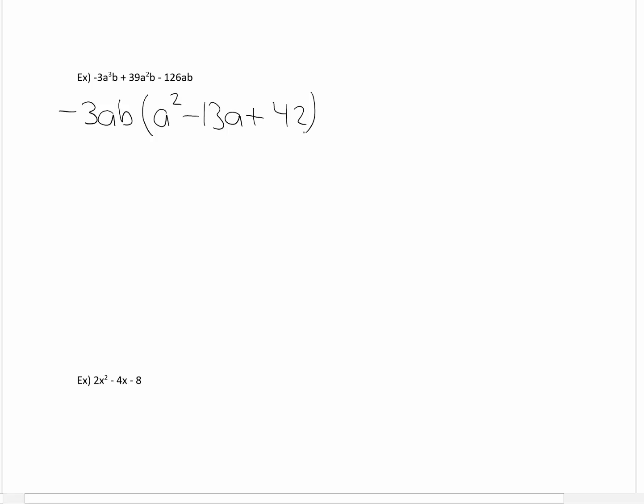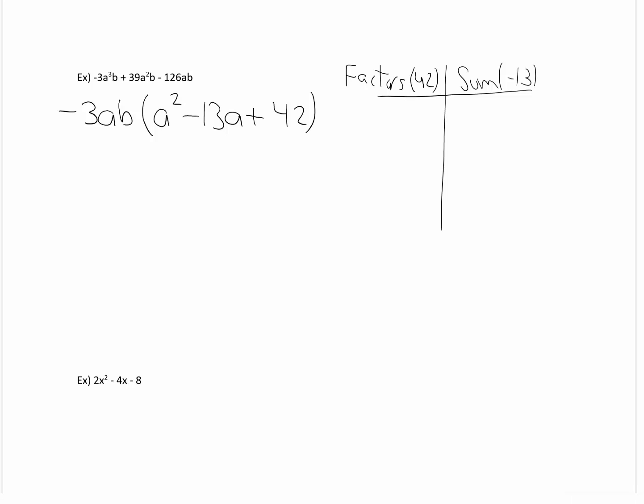Okay, so now go inside the parentheses. We're back to a trinomial where the leading coefficient is a 1. So now I want to find factors of 42 whose sum is negative 13. Both factors must be negative, so in this case, I'm just going to write out the factors that are going to work. So in this case, that's negative 6 and negative 7, and they add up to be negative 13.